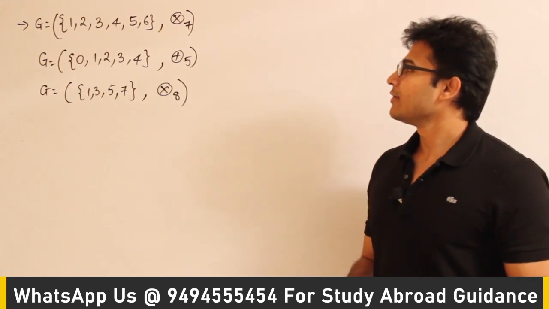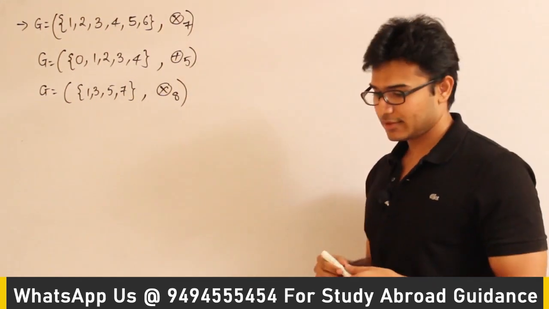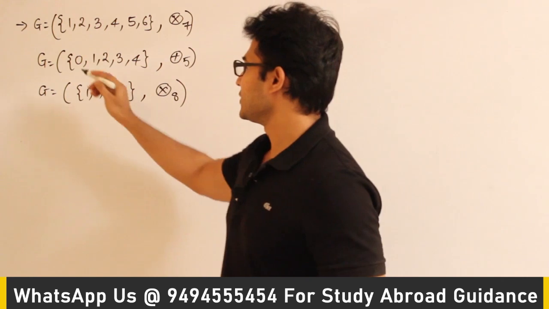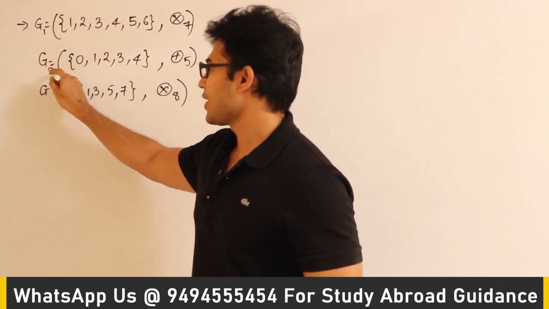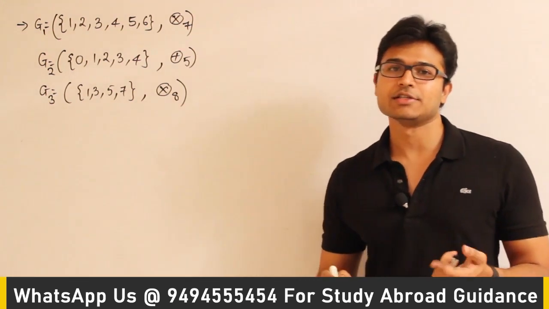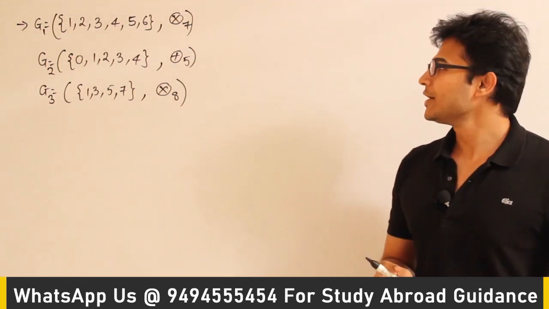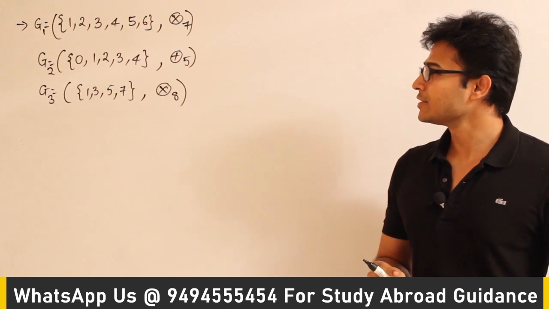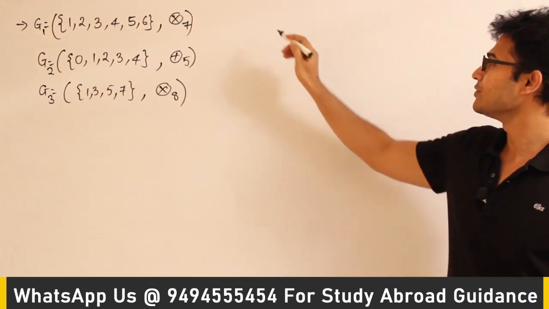See this. Let's say these three are the groups given. Let me call them G1, G2 and G3. The question is about finding all the generators of each group, G1, G2 and G3, one by one. Now let's try to find the generators of the group G1.